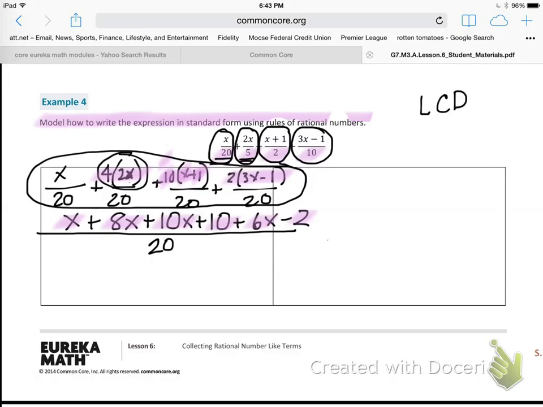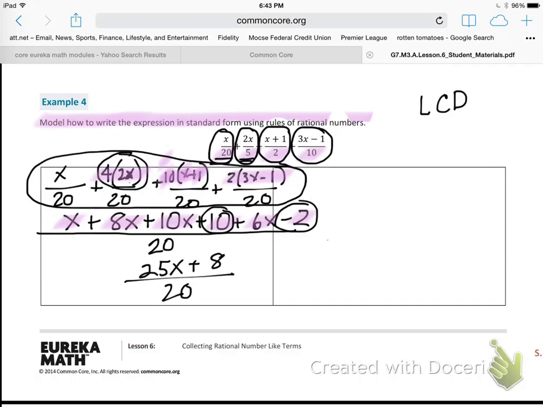Our x's, we have 1x here, plus 8x, that's 9x, plus 10x is 19x, plus another 6x, so that is 25x. And then number-wise, we have 10 right here, and then a negative 2, that's going to be 8, so plus 8 over 20.